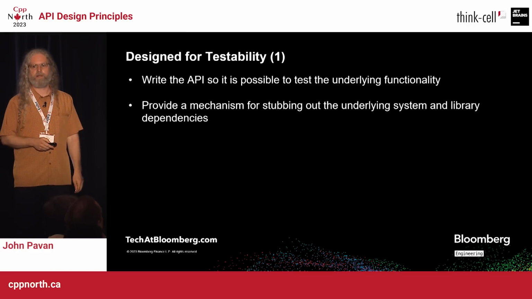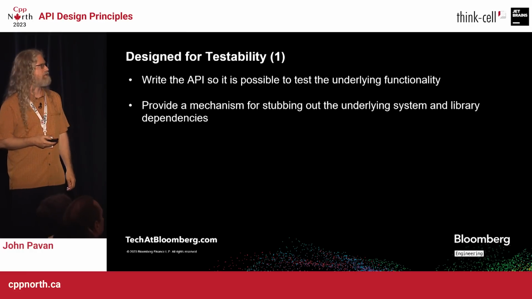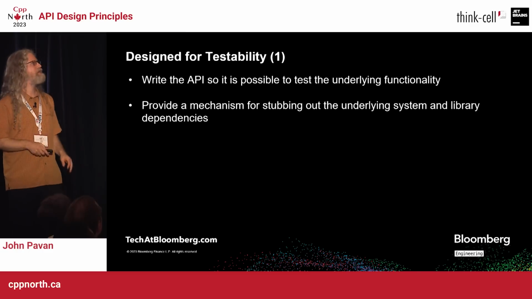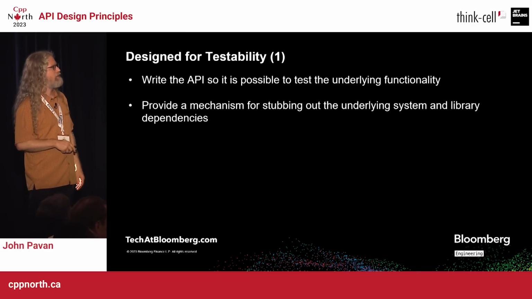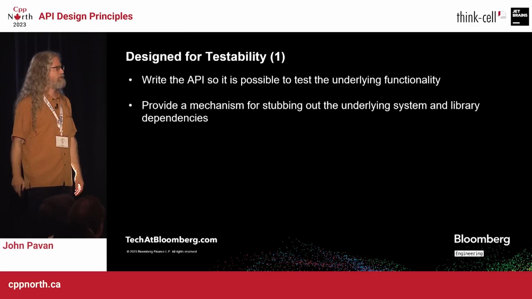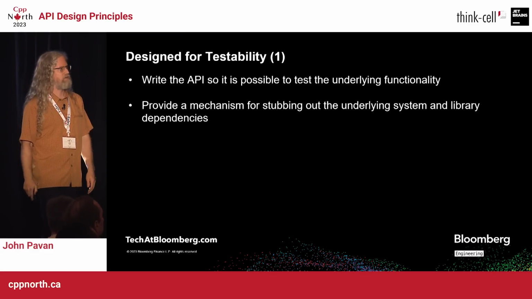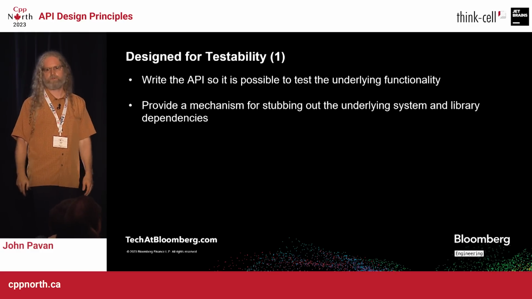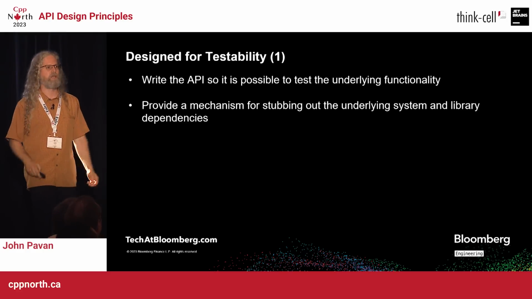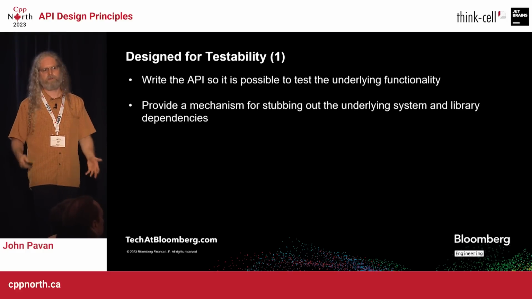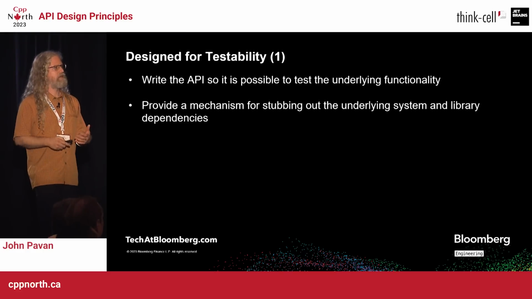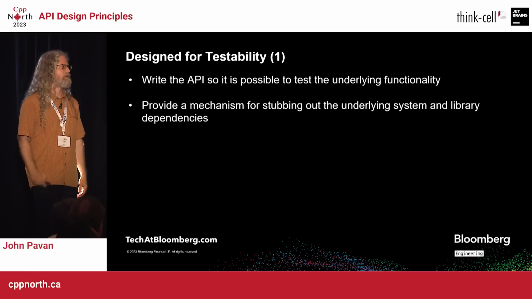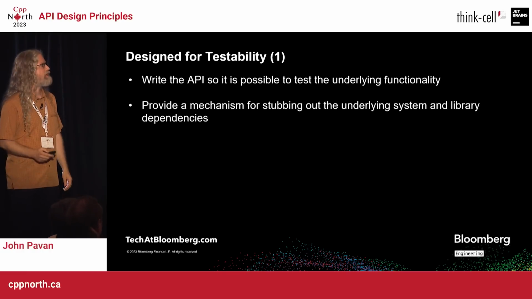You also need to write your API in such a way that you are able to test your underlying implementation. It's not exactly the same thing, but it's related. So you basically need to provide mechanisms for yourself that allow you to stub out any underlying system or library calls so that you can test that your library is having the correct behavior under error conditions, or just in order to save the pain of the setup.